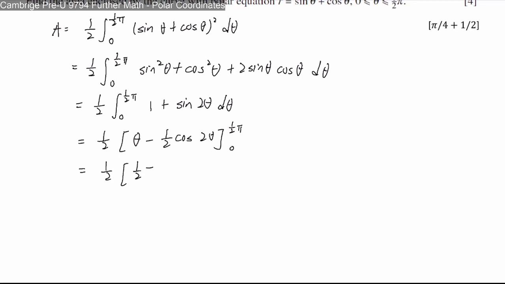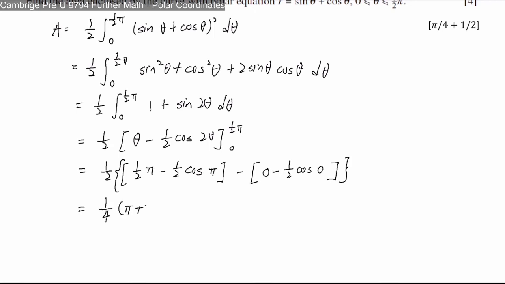So we have half pi minus half, this is cos pi, minus 0 minus half cos 0. Remember to put a bracket around it. Basically, calculate everything nicely, and we should be able to get the final answer. Okay, so that would be 4 marks for this question. Okay, next one.